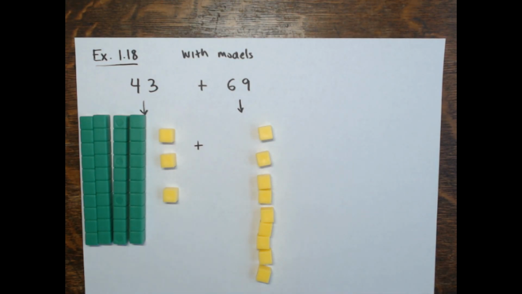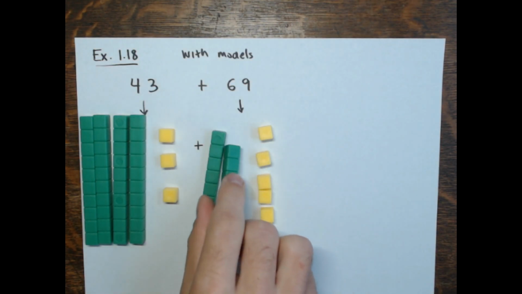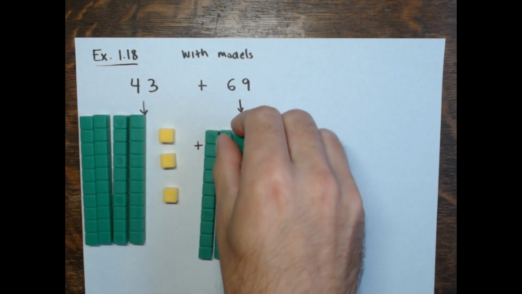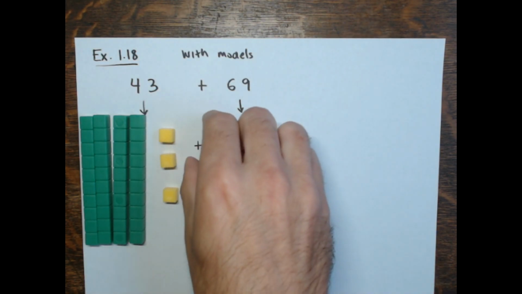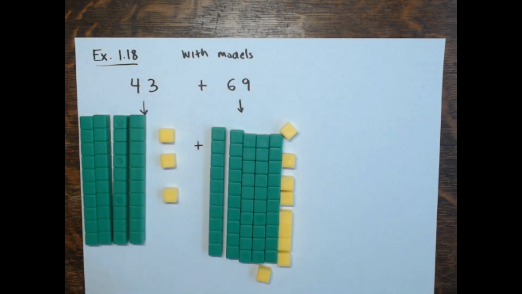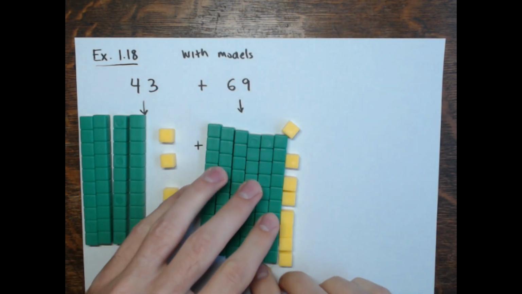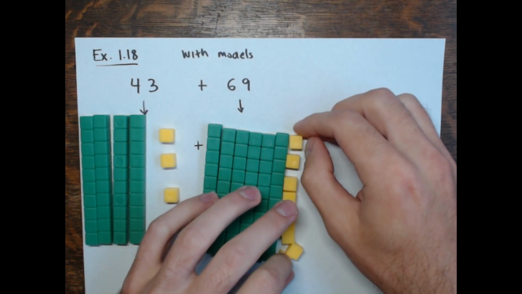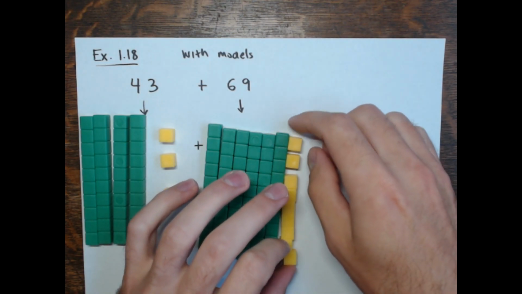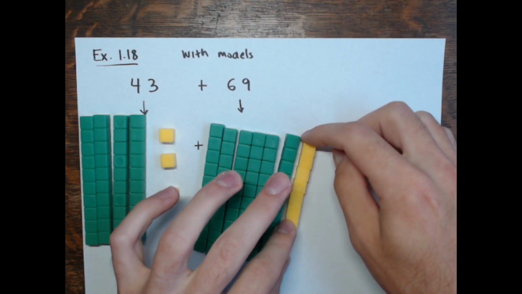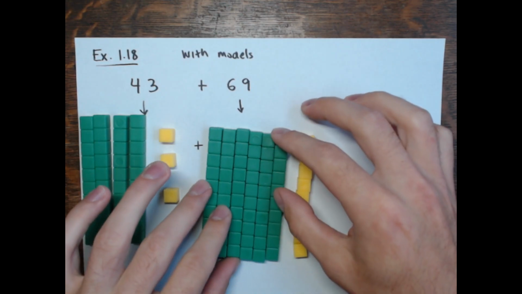Great. And then 6 tens. So 6 of these tens rods. All right, 1, 2, 3, 4, 5, 6. All right, so there is the modeled 69. 6 tens, 9 ones.